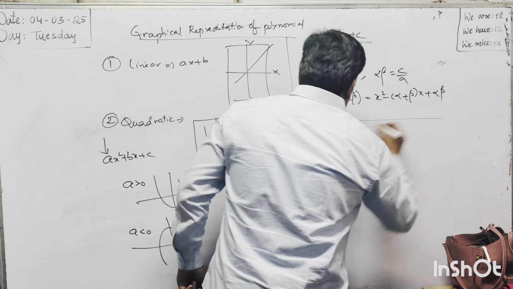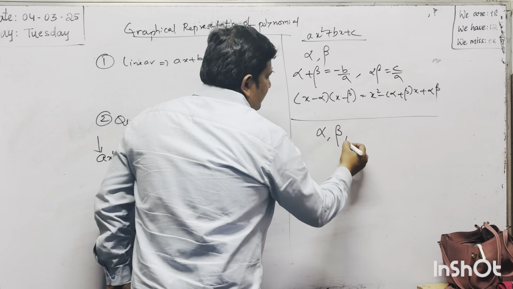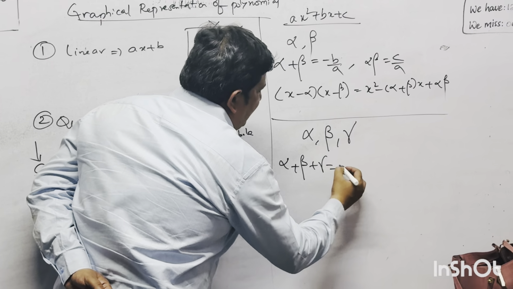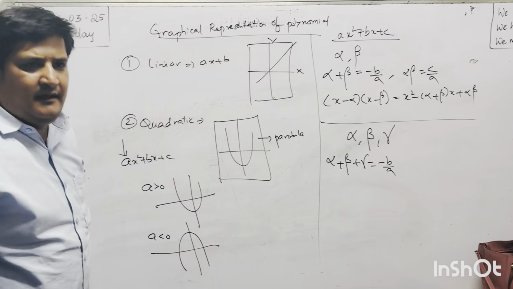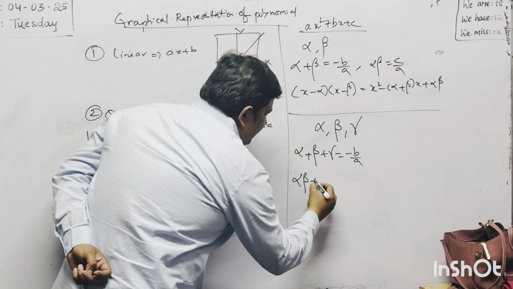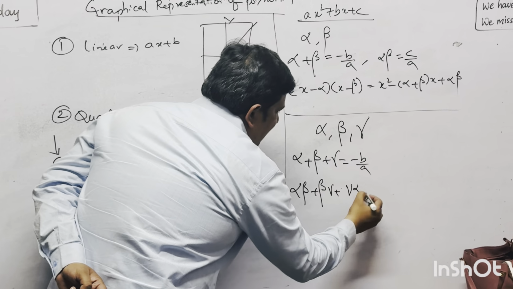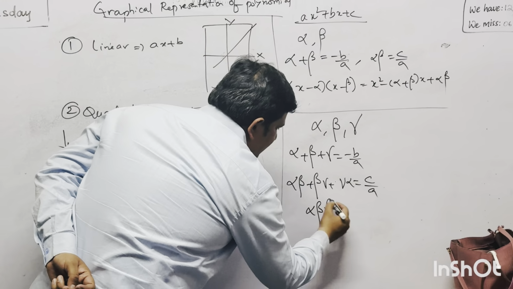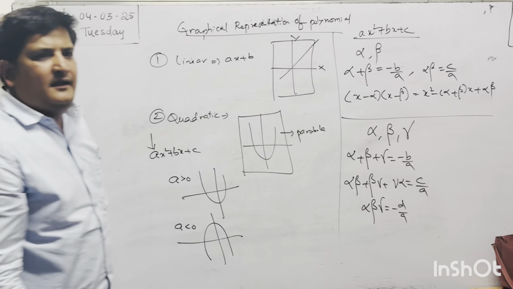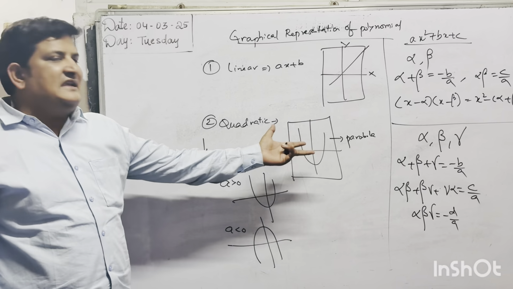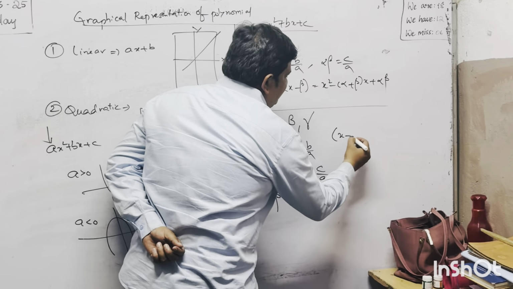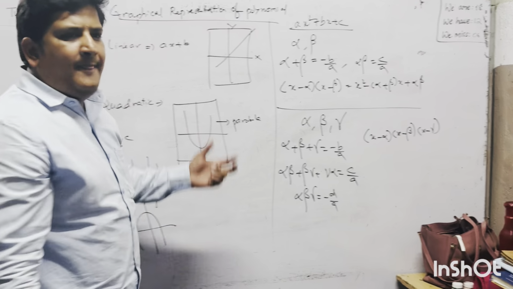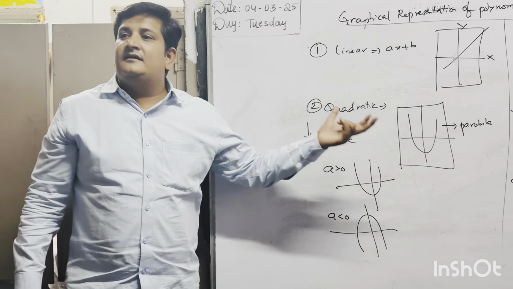When you go for the cubic polynomial, how many roots do you have? Alpha, beta, gamma. Same. Sum of the roots, alpha plus beta plus gamma, is minus b by a. Now one more: alpha beta plus beta gamma plus gamma alpha is c by a. And the last one, the product, alpha beta gamma, is minus d by a. Now if I want to write the equation with all the roots, x minus alpha into x minus beta into x minus gamma. This is all about the roots and their relationships.